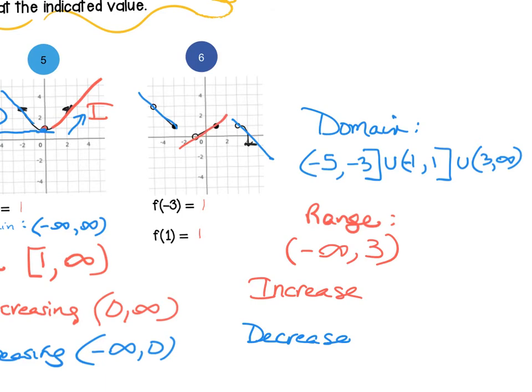So again, you can just go back to your domain. It's already broken apart for you. So my increase is this one, and then these two are my decreases. So the increase goes from -1 to +1. And again, I don't want a bracket there. I want all parentheses. And then the decrease is from -5 to -3 and from 3 to infinity. So again, remember when you're doing it in WebAssign, constant is going to be DNE.